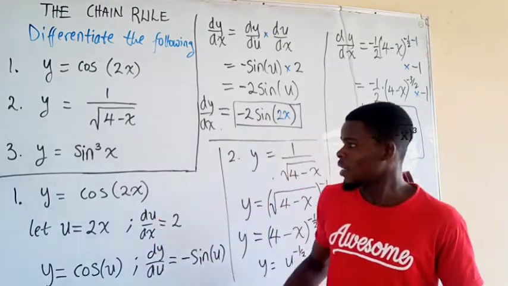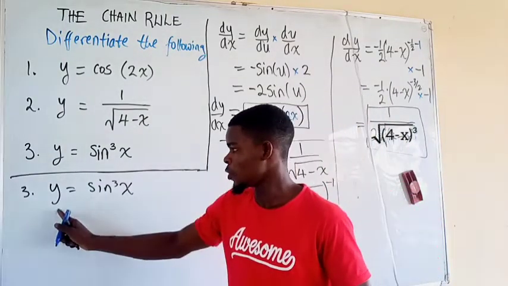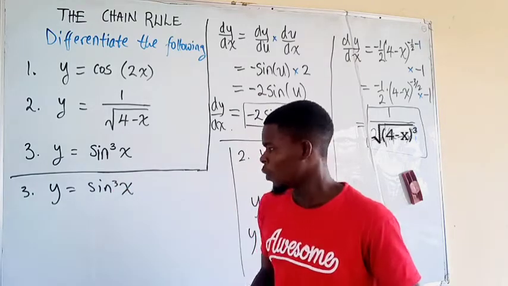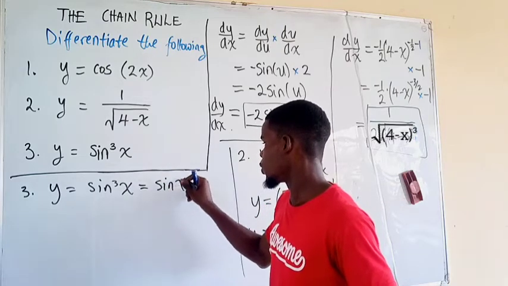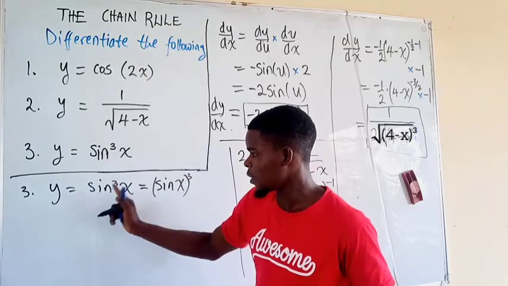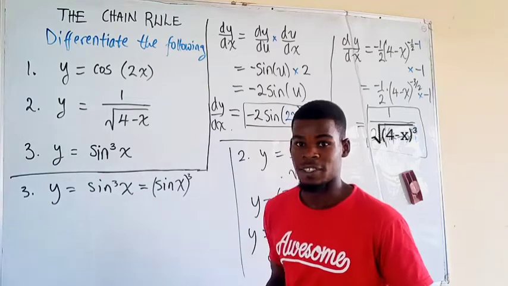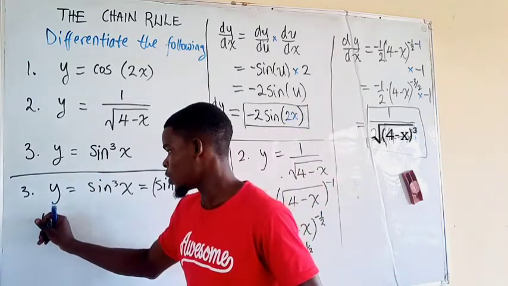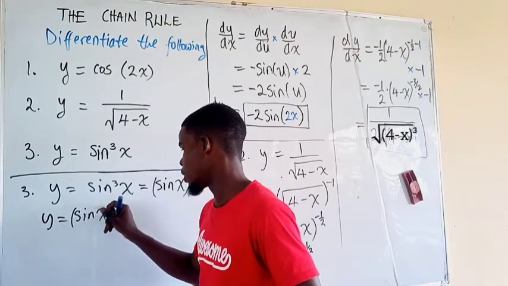Okay, all right. Let's go ahead and look at the third one. Here we have y to be sine to the third power of x. Well, this is the same thing as sine x raised to power 3. Good. So whenever we have sine, then you cube first before you write the angle. It's the same thing as this, right? It's just a matter of convention. So that means we have y is sine x, then raised to power 3.